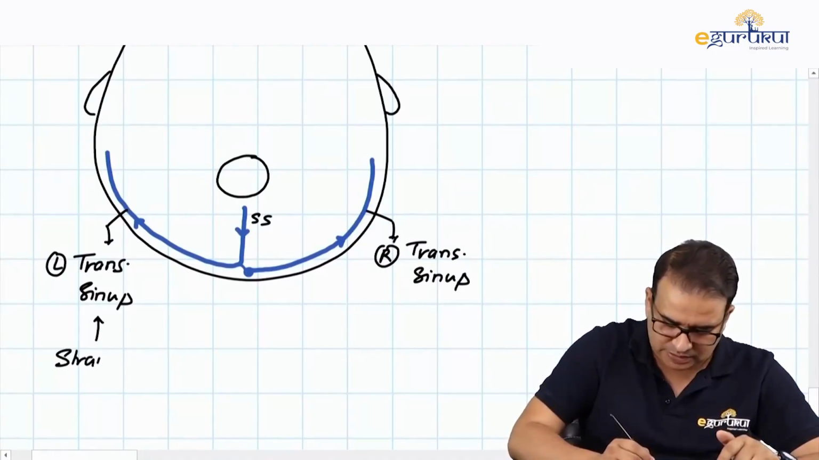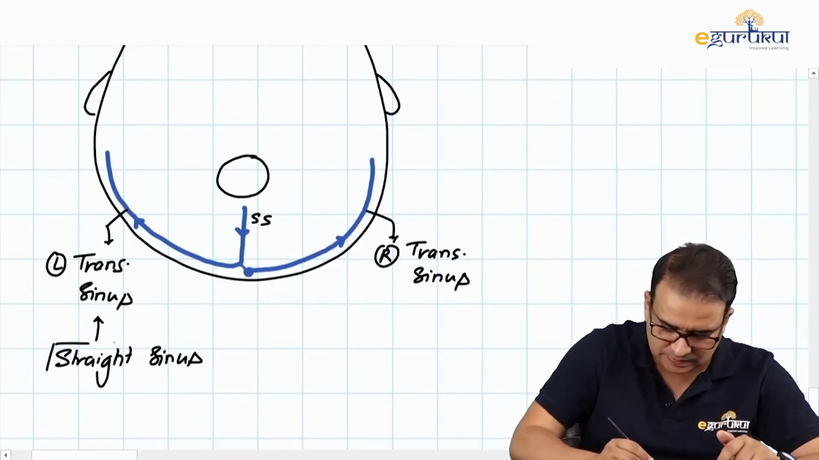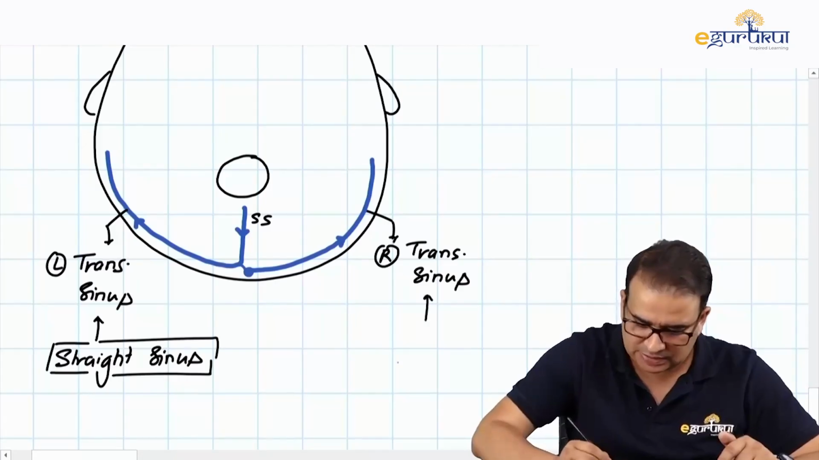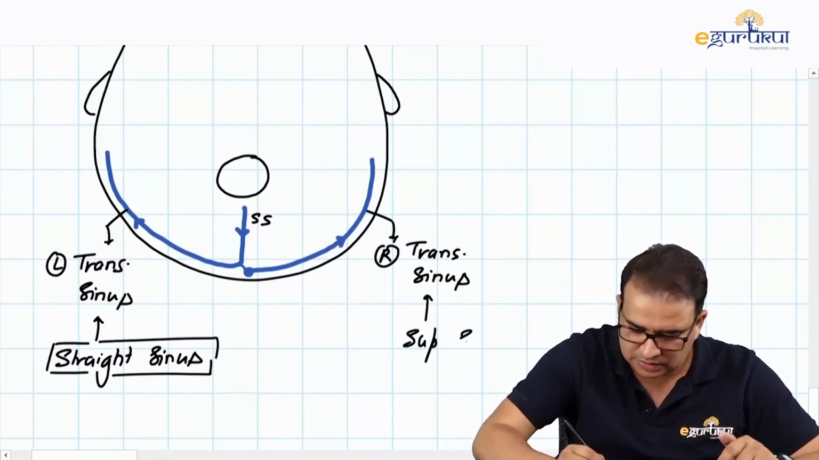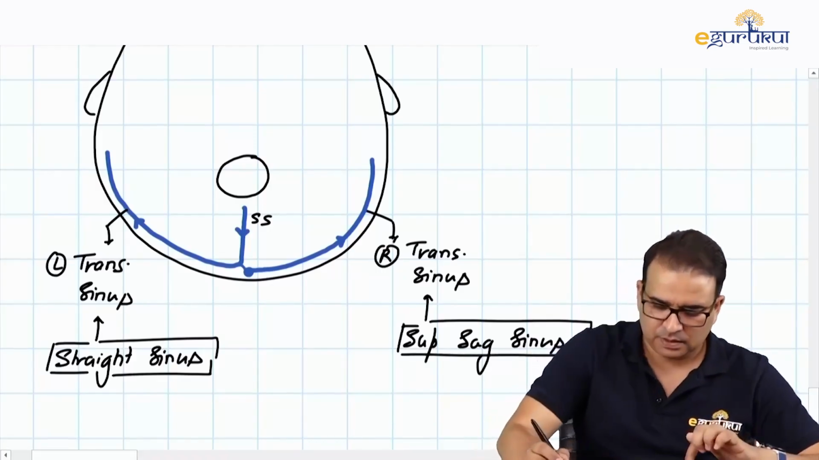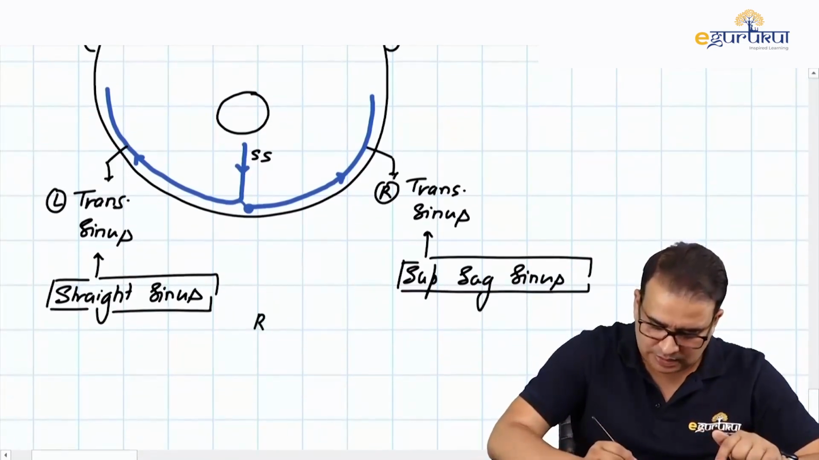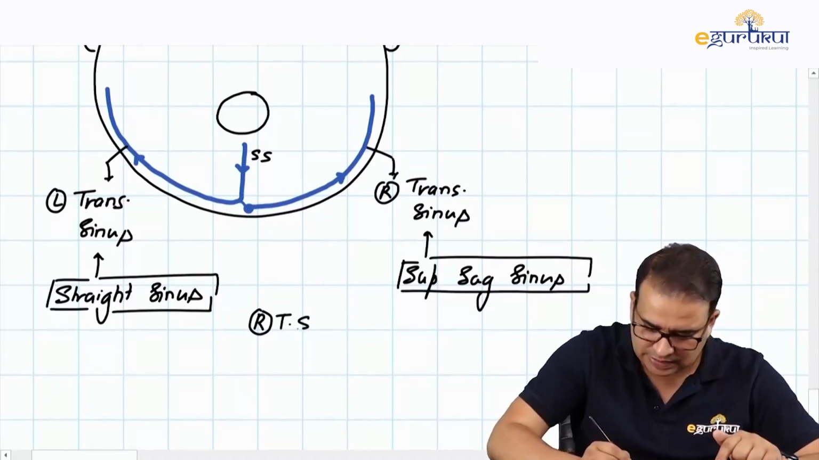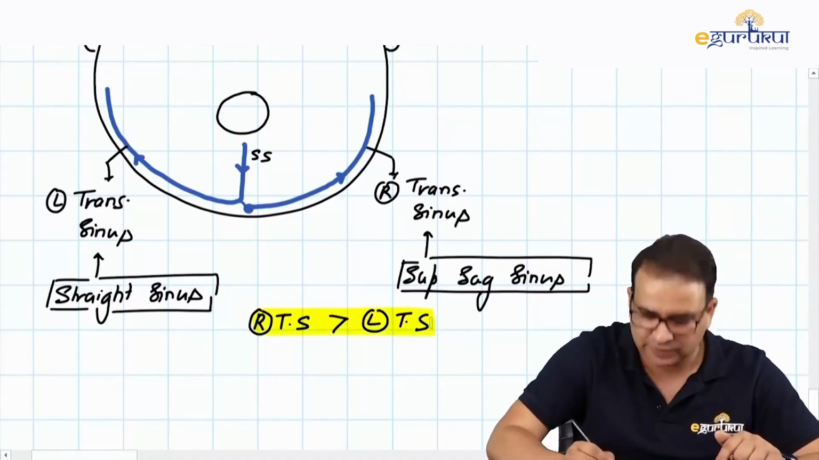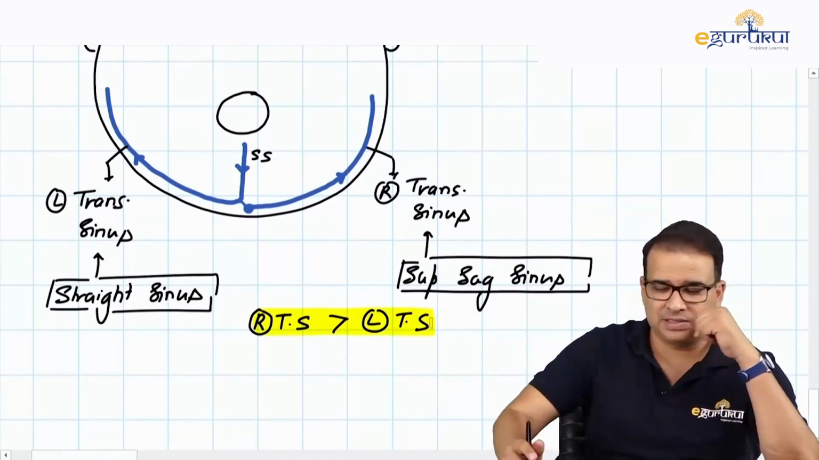I'm just writing it for the memory sake. This is the continuation coming from where? From the straight sinus. The major blood of the straight sinus comes in here. And the right transverse sinus, the major blood of the superior sagittal sinus comes into it. Which also tells me that the right transverse sinus is larger than the left transverse sinus. Please note that the right transverse sinus is larger than the left transverse sinus. Right is larger than the left.